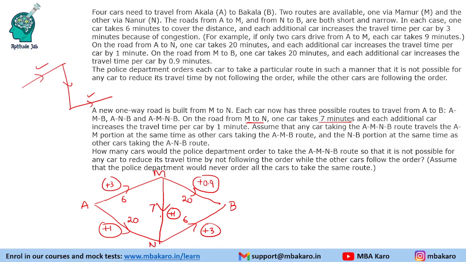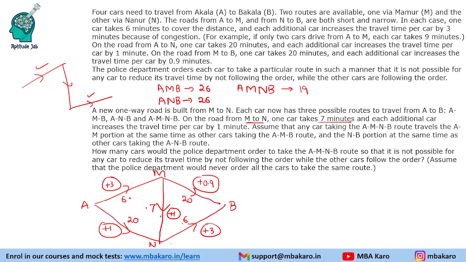Now let us write the time with no congestion. If a car takes A and B without congestion, it will be 26 minutes. If a car takes A, M, and B, it will take 6 plus 7 plus 6, that is 19 minutes. But it will meet some cars in the routes AM and NB, somewhere it will meet, so that time will increase.